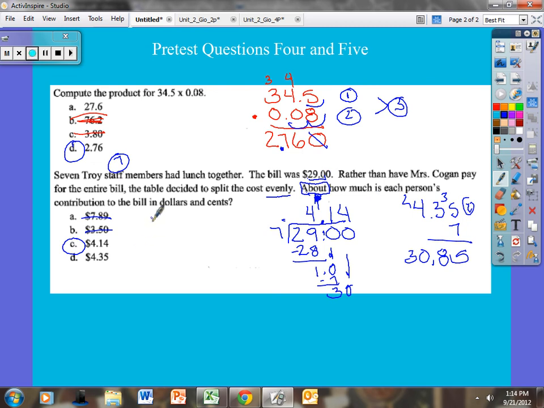But if I take the $4.14 and times it by 7, that's 28. Put the 2 up top. 7 times 1 is 7, plus 2 is 9. Decimal place. 4 times 7 is 28. That gives me a lot closer. So that's another way to check your answer.